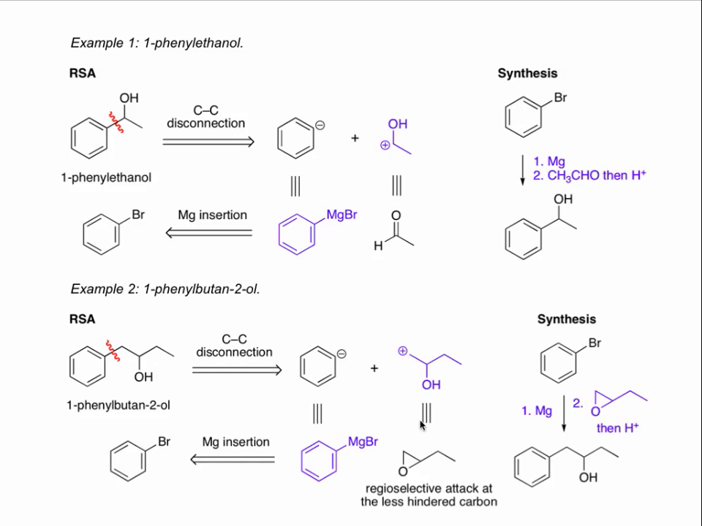So in terms of the forward reaction, we take bromobenzene, we insert magnesium into the weak carbon-bromine bond, we react it with the epoxide, and you'll notice that we get regioselective attack at the least hindered position of the epoxide, and then on protonation we form the desired alcohol.